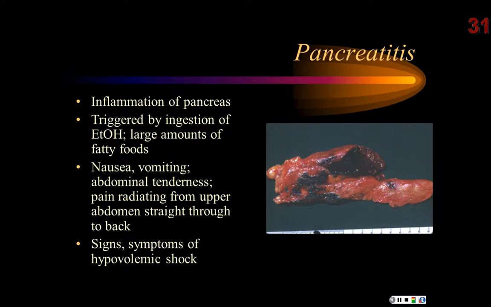Pancreatitis is basically inflammation of the pancreas, triggered by ingestion of alcohol or large amounts of fatty foods. Nausea, vomiting, abdominal tenderness. You remember where the pancreas is? Left upper quadrant. Is he right? I thought it was on the right.